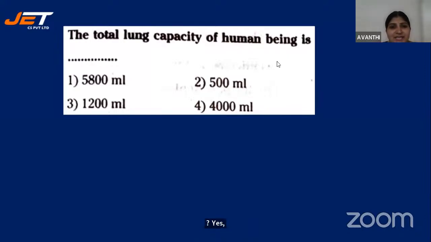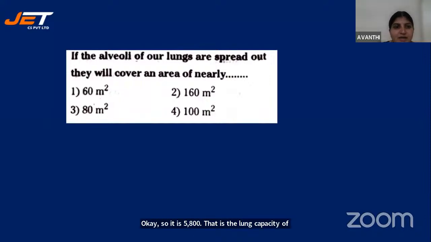Yes, Manohar. It is, children, 5800 milliliters. Okay, so it is 5800. That is the lung capacity of the human body. Then, if the alveoli of our lungs are spread out, they will cover an area of nearly.